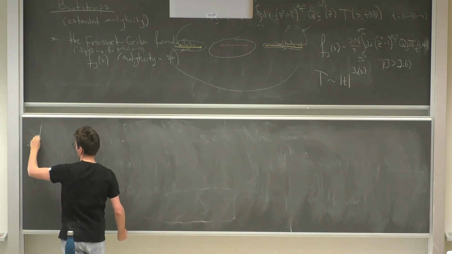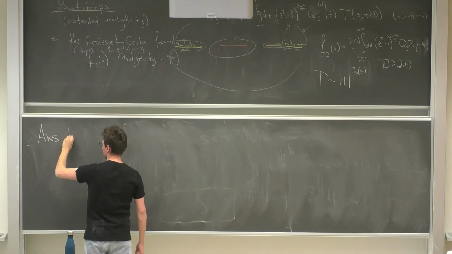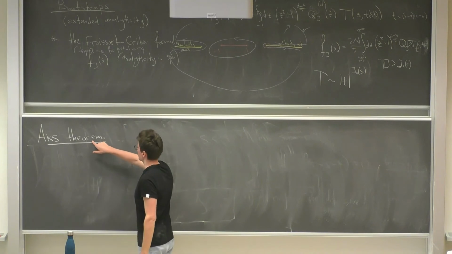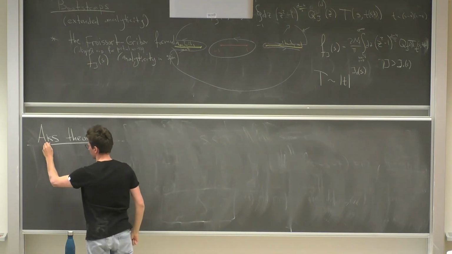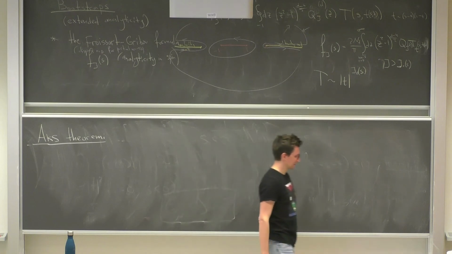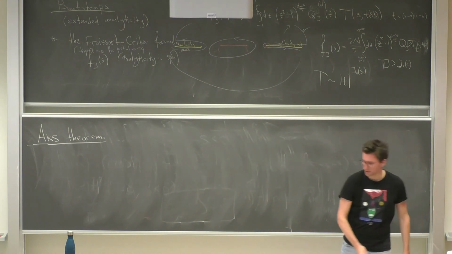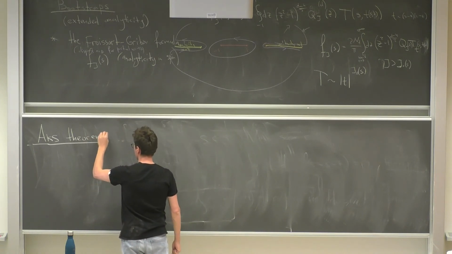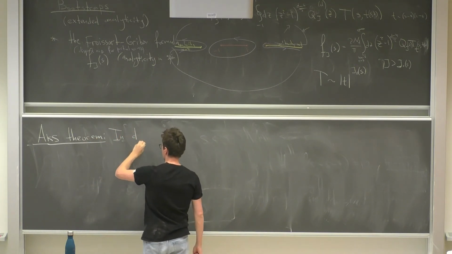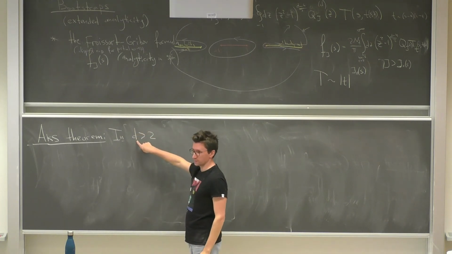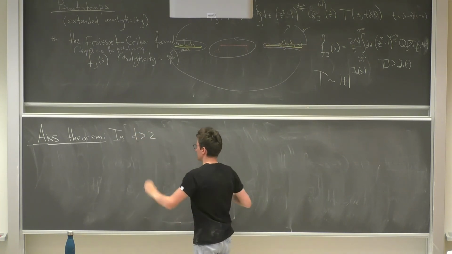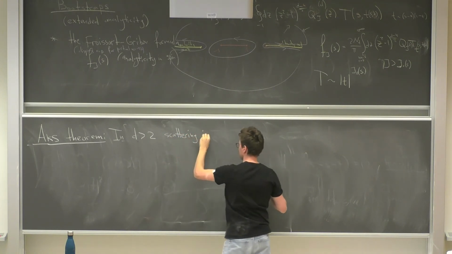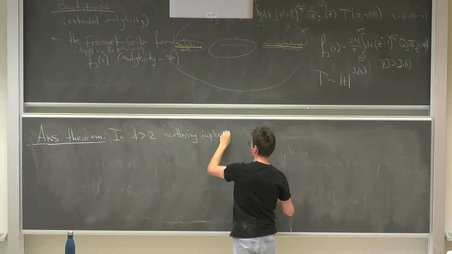Aks is the name of a person, and it's a theorem assuming this extended analyticity. This is one of the shortest theorems that I know of. It states like this. In D larger than 2, where D is the number of space-time dimensions, scattering implies production.